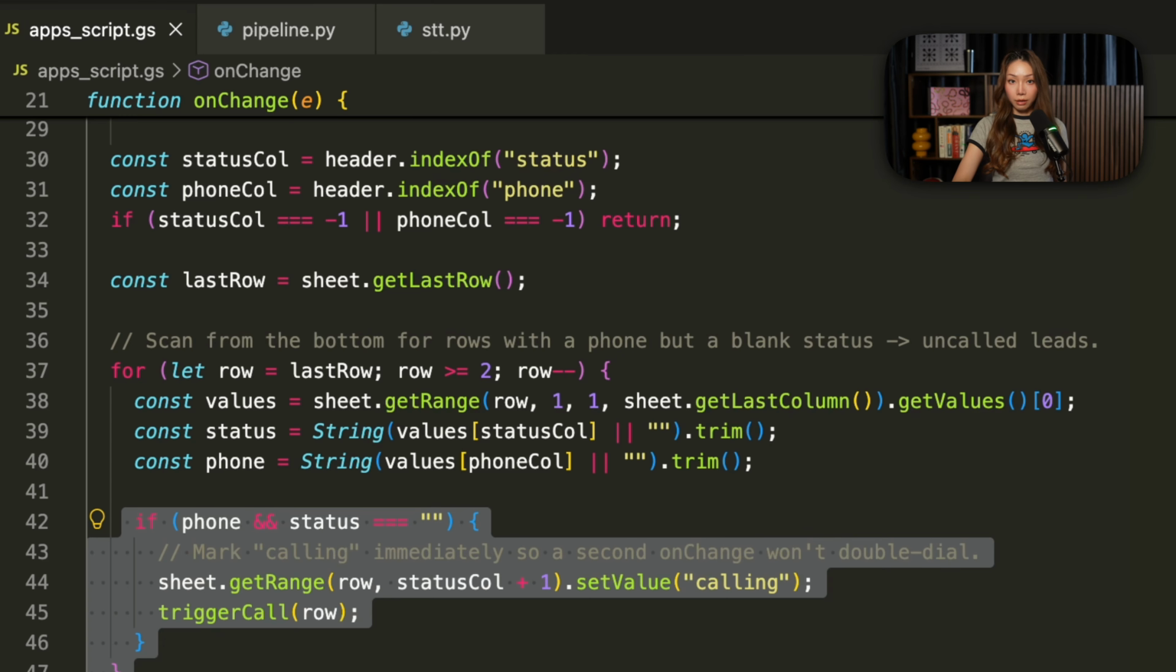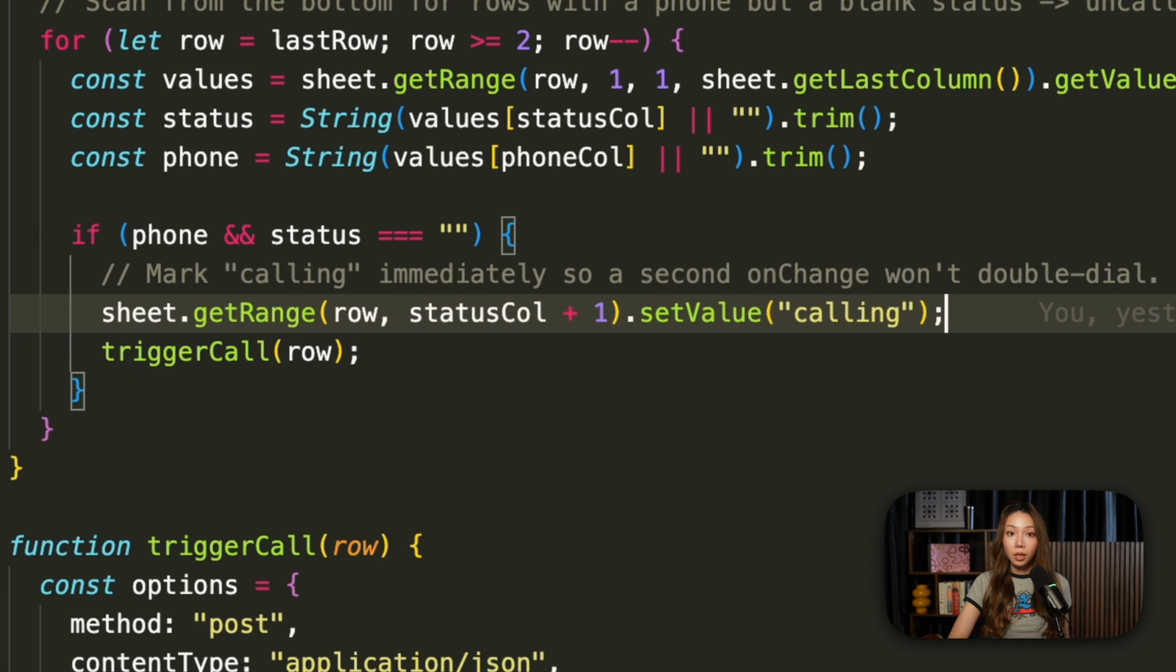Now watch the clever part, because this is the kind of thing that bites you in production. The very first thing it does before it dials anything is set that row's status to calling. So the moment we touch a lead, the row is no longer blank. And later, when our server finishes and writes completed back into that same row, the status still isn't blank, which means this code can never pick that row up a second time. No infinite loops of the sheet calling the same person forever.